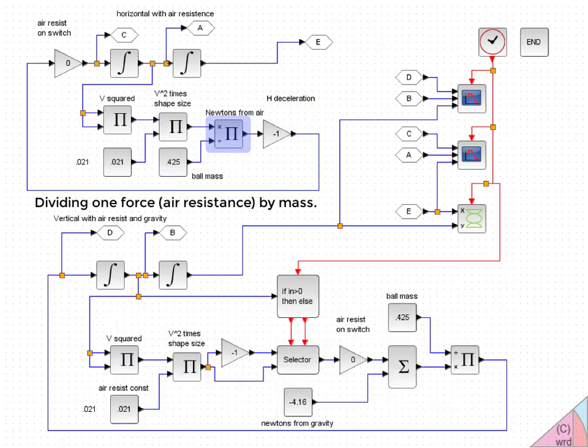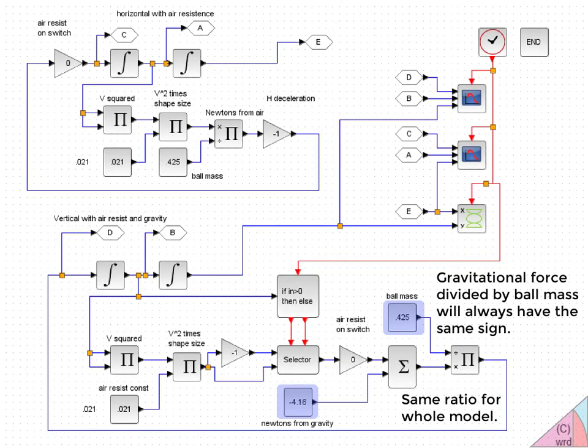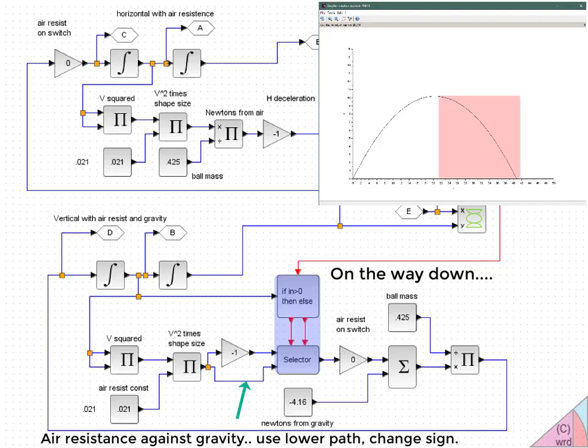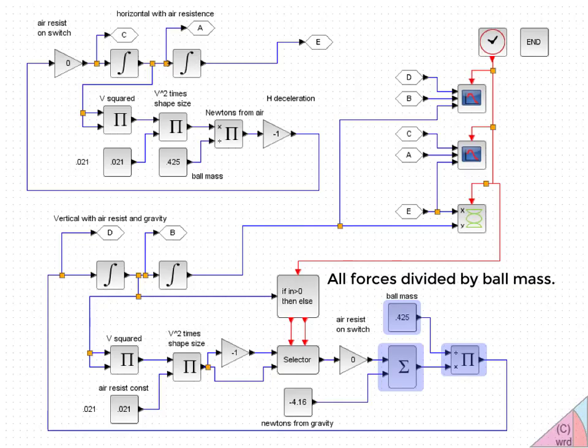For the horizontal model, all we have to do is divide air resistance newtons by ball mass to get acceleration, actually deceleration, ready to apply to my horizontal velocity account. For the vertical model where we include gravity, the newtons of gravitational pull will always have the same sign. Upward flight air resistance newtons will add to gravity before we throw our conditional branch switch at the top of the arc. On the way down, air resistance newtons will be subtracted from gravity newtons. Finally, net vertical newtons will be applied to mass, resulting in vertical acceleration.